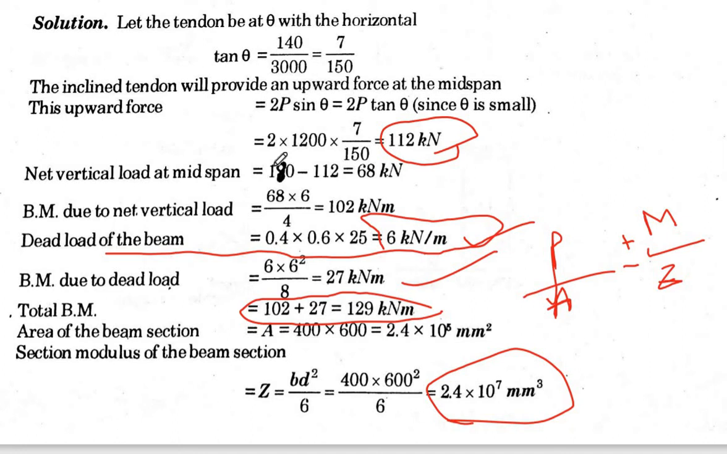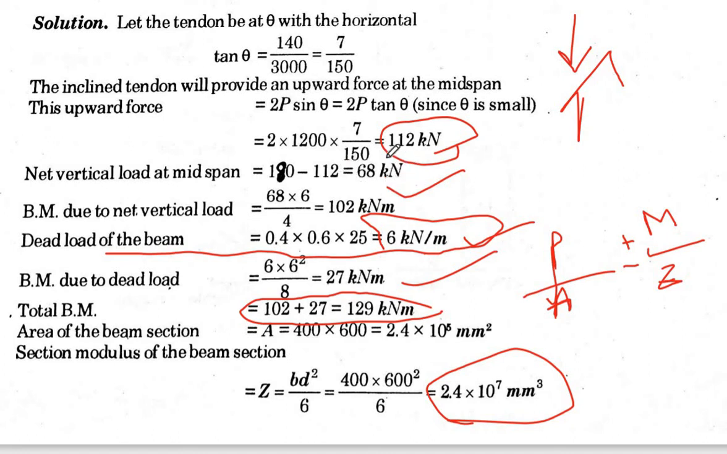Net vertical load will be now how much? Our total point load was given to be 180. So 180 minus the upward force, which is now our 112, we will get 68 kilonewton. So now the bending moment due to this point load. Now the ultimate net point load is 68 kilonewton, so we have to calculate the moment due to this net load.